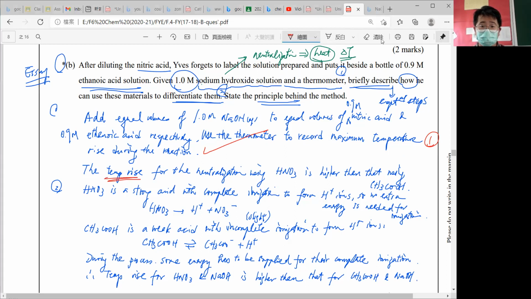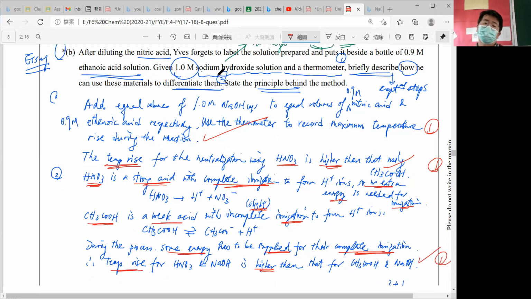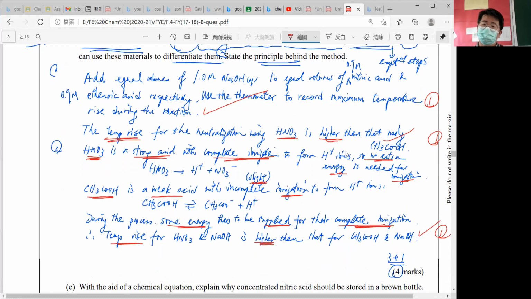The results: the temperature rise using this one is higher. But for points two and three, you are going to tell me the sense of comparison by telling me nitric acid is a strong acid, with complete ionization, so no extra energy is needed for the ionization, and this one is a weak acid, with slight ionization. You may need some energy supplied for the complete ionization, which will result in the temperature rise being different. So you are going to score the final marks. Only by doing so can you get the final effective communication mark if you score that in full.